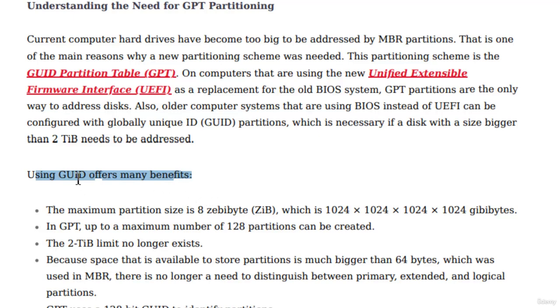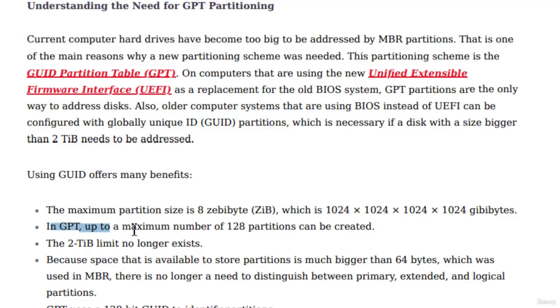So what the GPT is supporting is a single partition size of 8 ZB, zettabytes. If we talk about 8 ZB, it means 1024 times 1024 times 1024 times 1024 gigabytes. It means you can create thousands, millions of gigabytes of partitions. And one file size is up to 2 TB, terabytes.